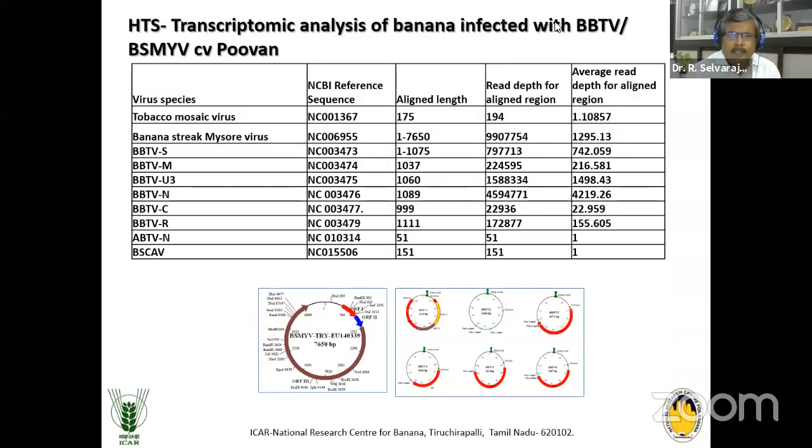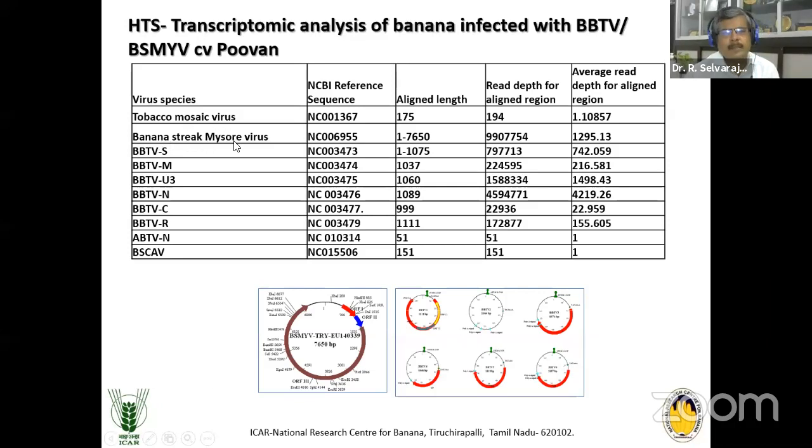Using transcriptome analysis, we worked on banana varieties Poovan and Mysore, and we found tobacco mosaic virus in it. Twenty years back, Dr. Singh published a book mentioning tobacco mosaic virus in banana. It is not present very rampantly everywhere, but we were able to see it in the high throughput sequencing.